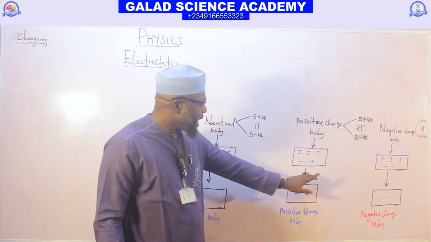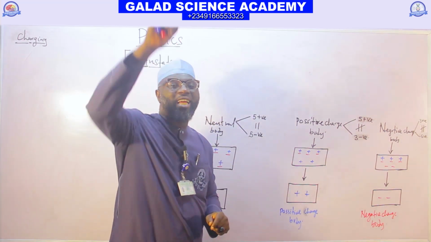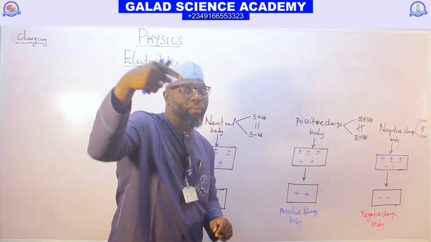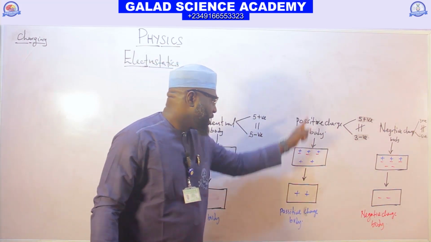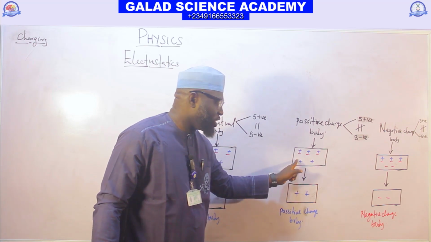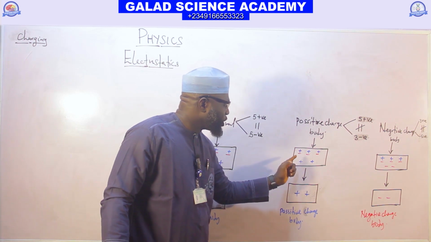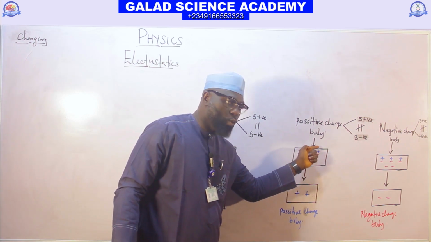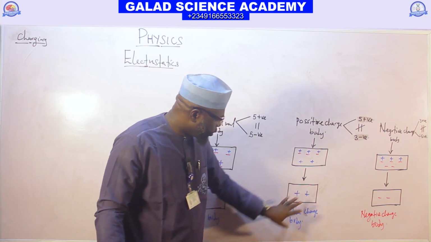But if a body is positively charged, it simply tells us that the number of positive charges in that body is more than the number of negative charges. Here we have 5 positive charges and 3 negative. The 3 negative charges will cancel 3 positive, and you are left with 2 positive. So the body is positively charged.